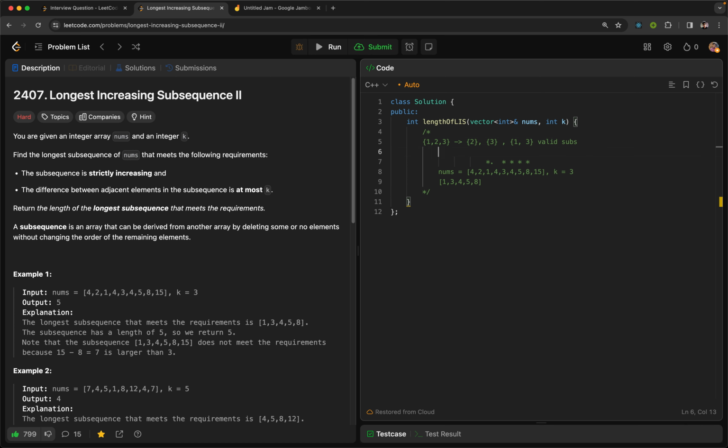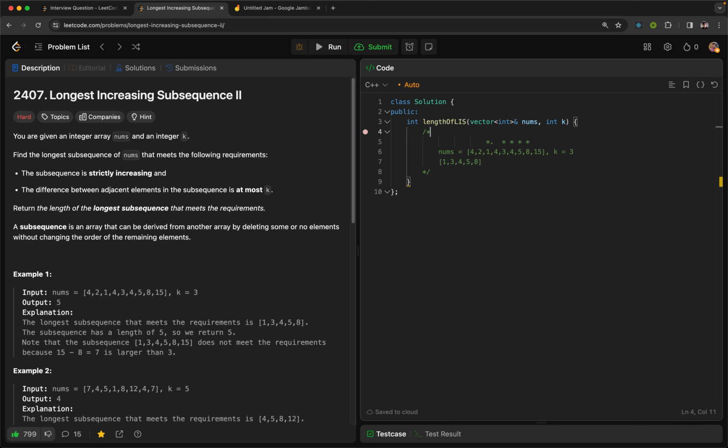However, if you consider 3 and 1, this is not a valid subsequence, as we cannot form 3 and 1 by just deleting one or more elements from the parent array. To form 3 and 1, we have to interchange, swap 3 and 1. However, we are not allowed to do this in a subsequence, correct?